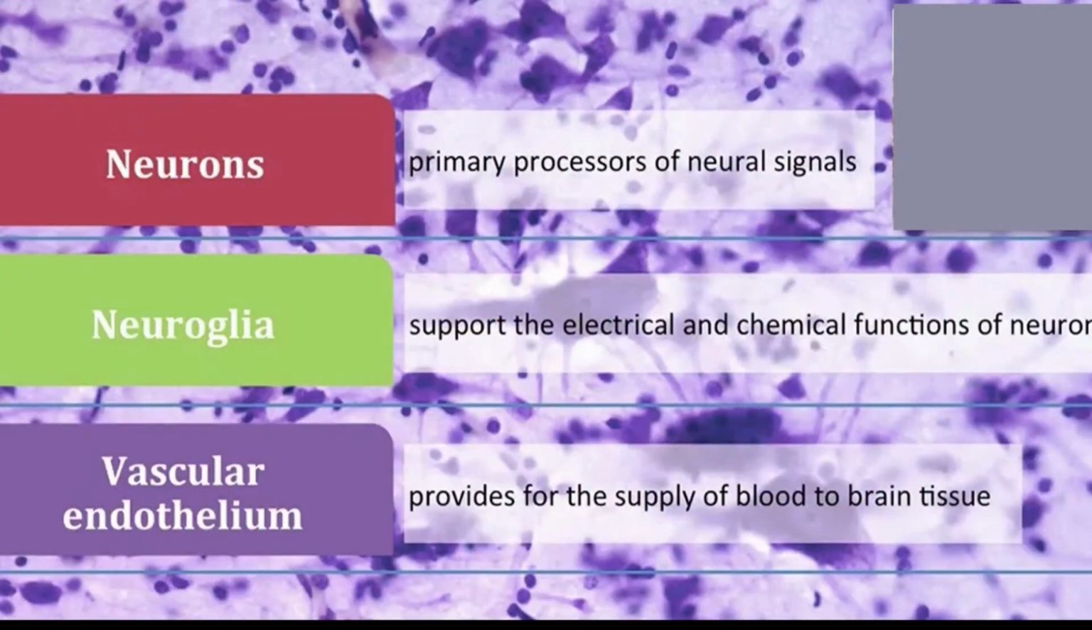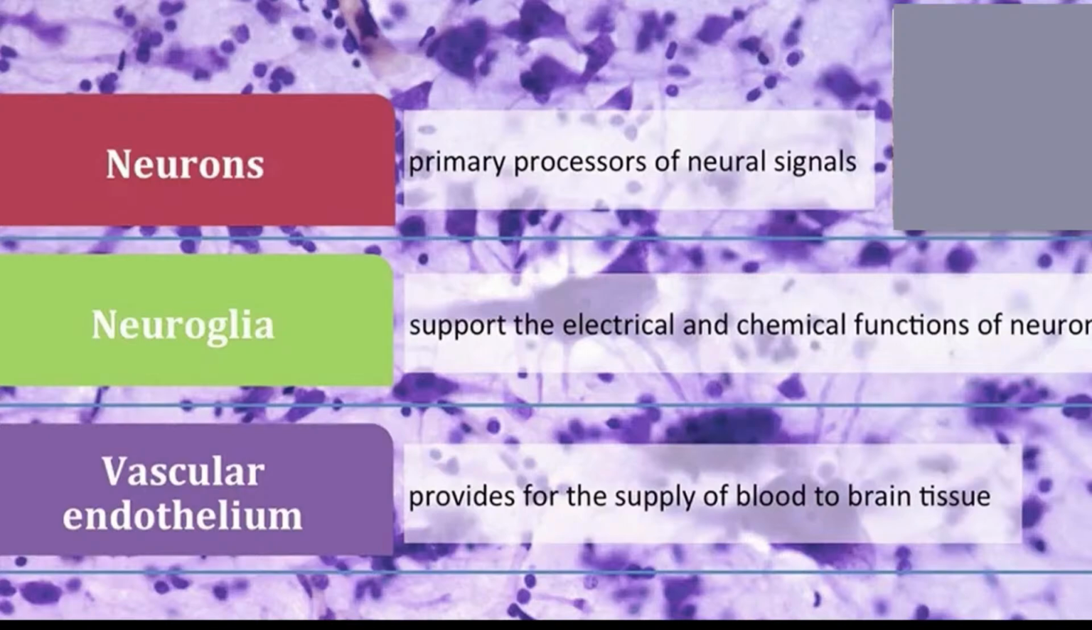So here we can see a variety of different types of cells. There are neurons, which are the primary processors of neural signals. There are neuroglial cells, or just glia for short, which perform a rich variety of functions. To summarize those functions, they support the electrical and the chemical function of neurons. The brain is a highly vascular structure requiring a constant supply of blood that includes nutrients, such as glucose, oxygen, and the ability to eliminate waste substances like carbon dioxide.